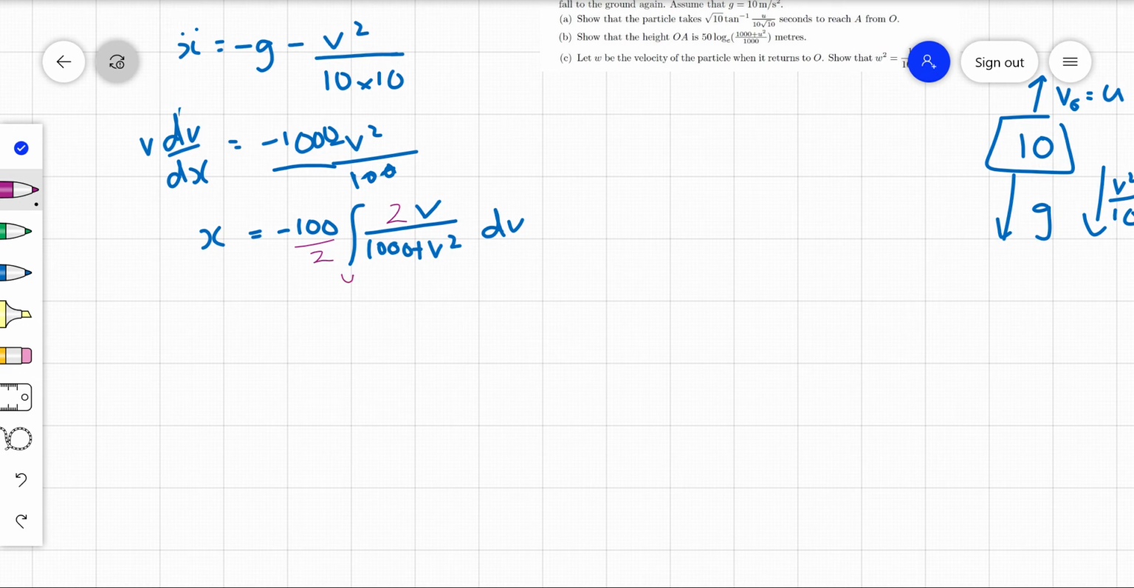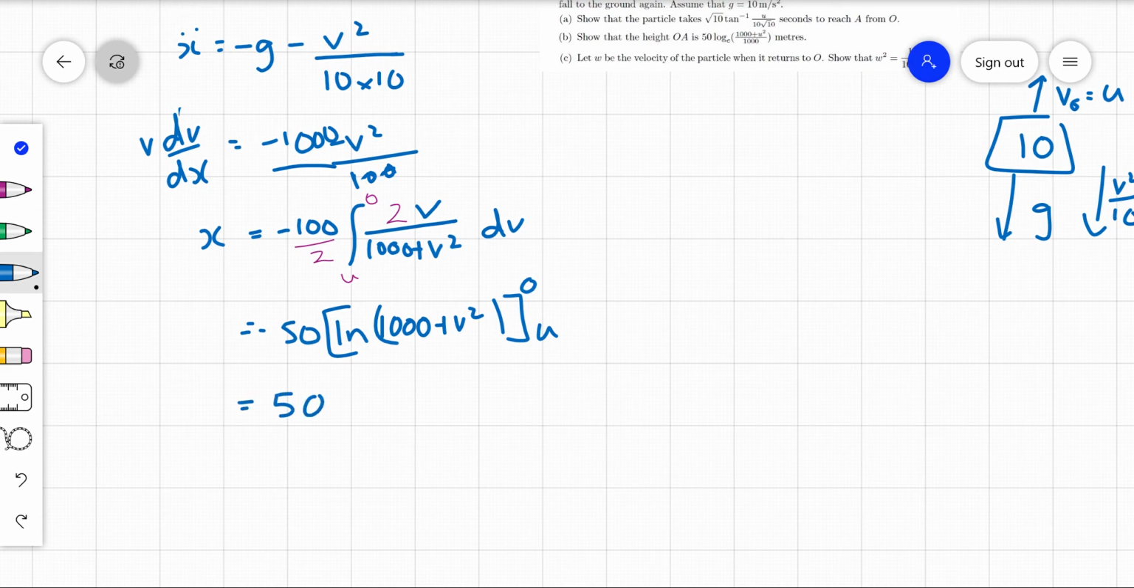And the other thing is my limits. Again, I'm going from initial velocity of u up to a velocity of 0 at the top. So here we've got a minus 50, and this time we've got a log of 1,000 plus v squared, going from u up to 0. Again, I'm going to switch the limits and sub in u first, and then I don't have to worry about the negative out the front.